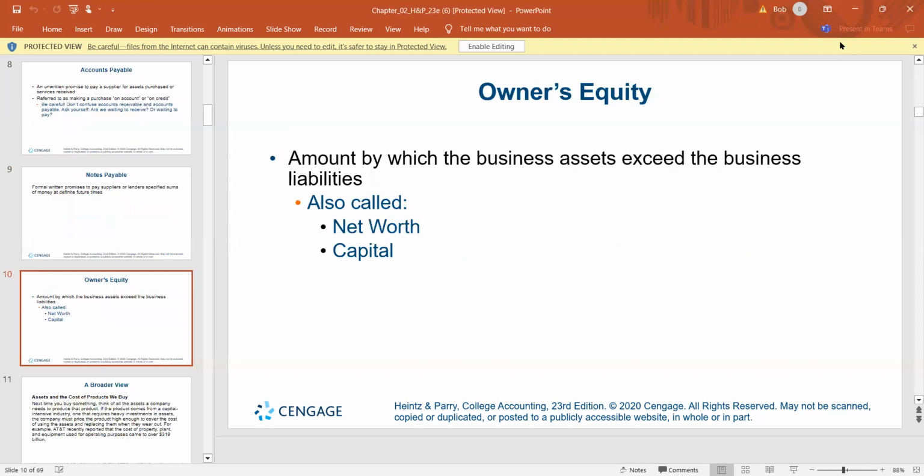And then we have something called owner's equity, the amount by which the business assets exceed the business liability. We can also call it net worth, capital, stockholders' equity. You have a business and that business has $1,000 in assets and you have $400 in liabilities. The difference between the two is $600. That's the net worth of the company, okay?